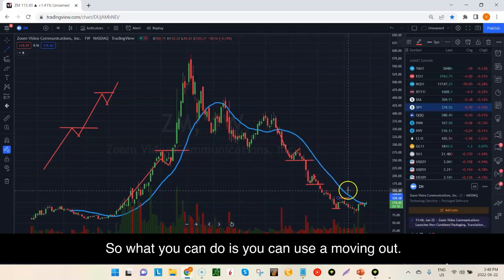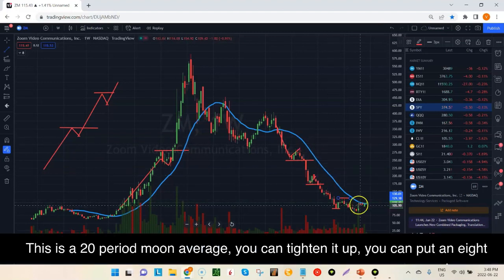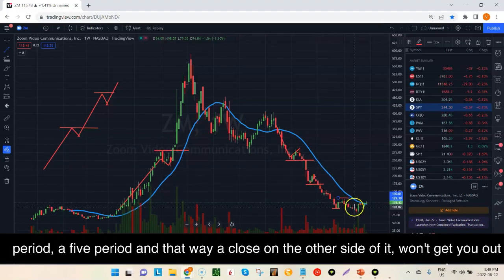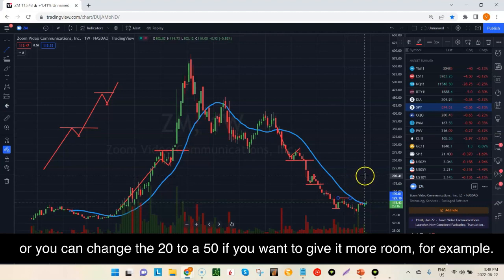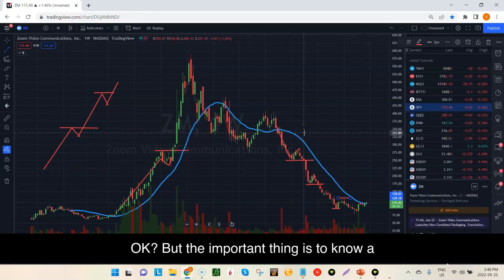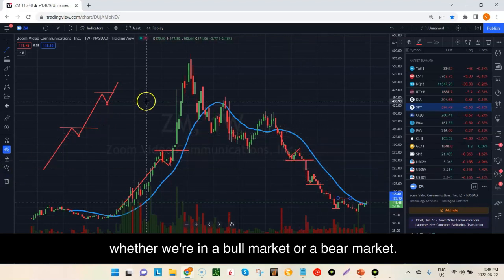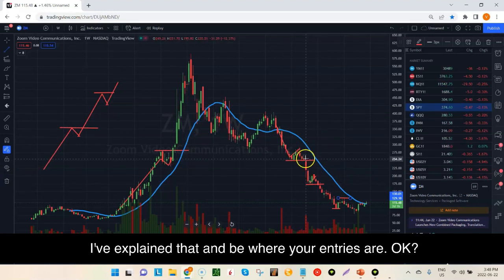So what you can do is you can use a moving average. This is a 20-period moving average. You can tighten it up. You can put an 8-period, a 5-period, and that way a close on the other side of it will get you out. Or you can change the 20 to a 50 if you want to give it more room, for example. Okay, but the important thing is A, to know whether we're in a bull market or a bear market. I've explained that. And B, where your entries are.